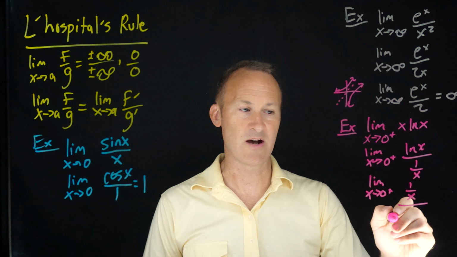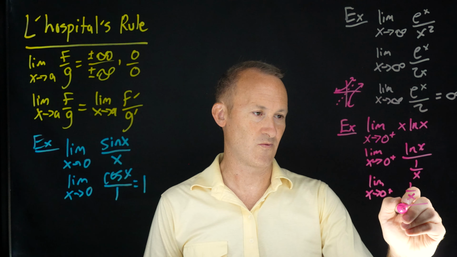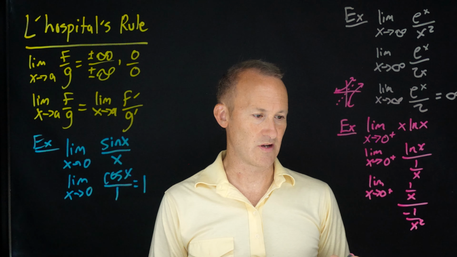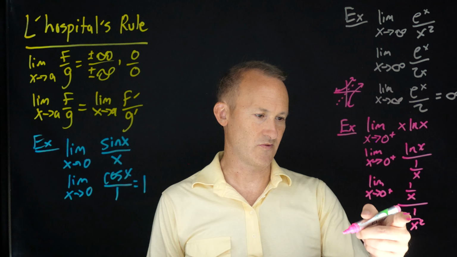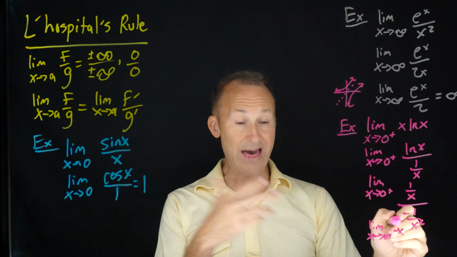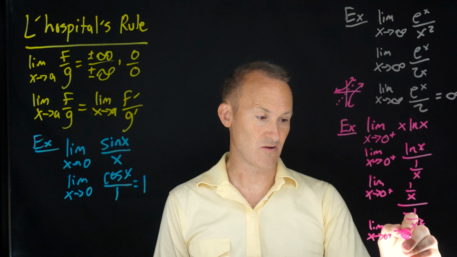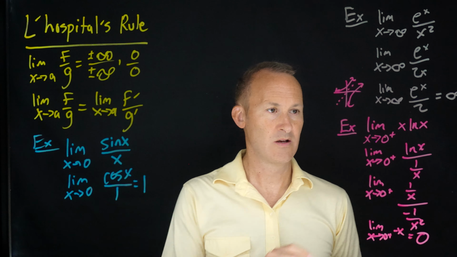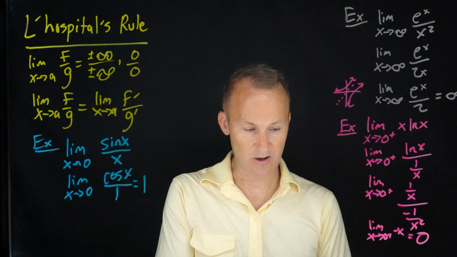And our denominator now is going to be negative, it's x to the negative first, so it's negative 1 over x squared. And what does this combine to give us? It combines to give us, okay, if you multiply by negative x squared times negative x squared, denominators cancel, and you're just left with a negative x. So you get the limit as x approaches 0 from the right of negative x, and that clearly now is 0. Okay, so this limit is actually 0.